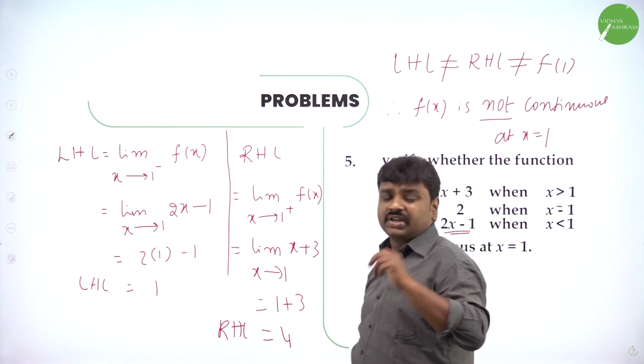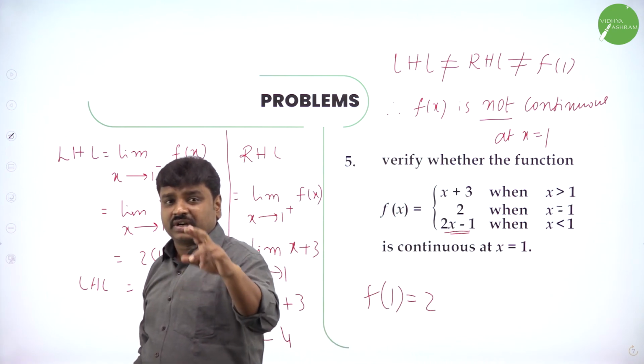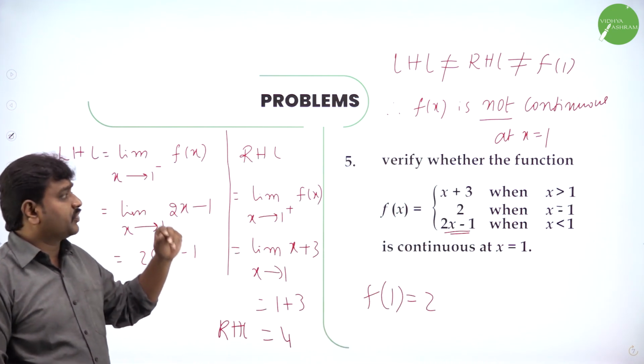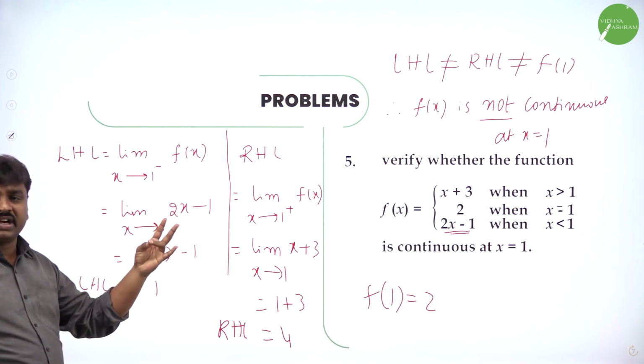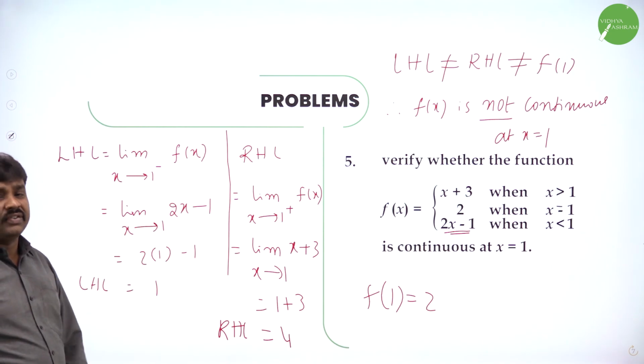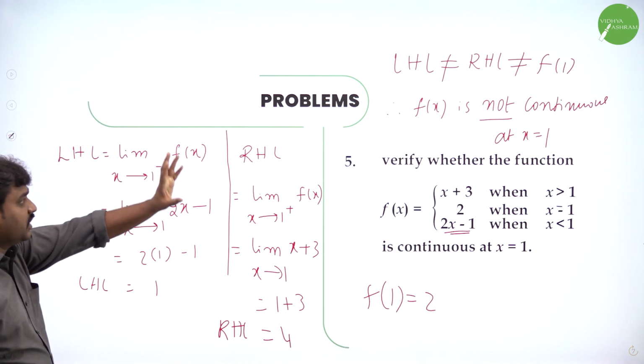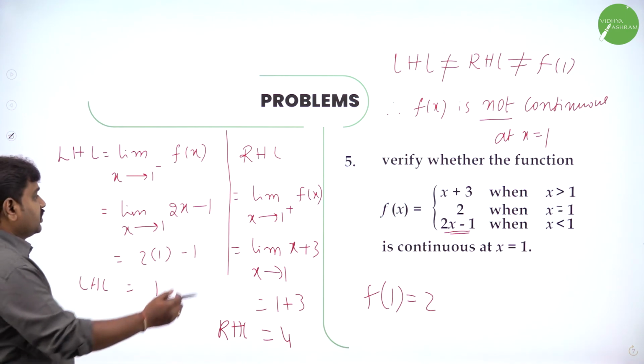When can you say a function is continuous? If LHL, RHL and f of a, all three are same, if left-handed limit, right-handed limit and functional value at given number are all same, then we say continuous. But here all are different, therefore it is not continuous. That is the conclusion.